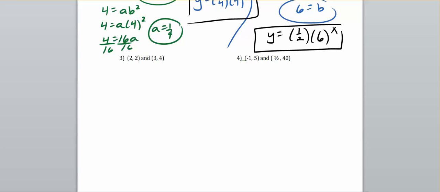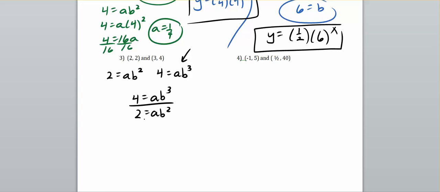I'm going to plug in 2 for my y and 2 for my x. So 2 equals ab to the 2. Second equation, y equals ab to the x. Look at which equation has the larger exponent, which is going to be this one. So I'm going to put that in the numerator, and I'm going to make the second equation my denominator. We're doing a system of equations by division.